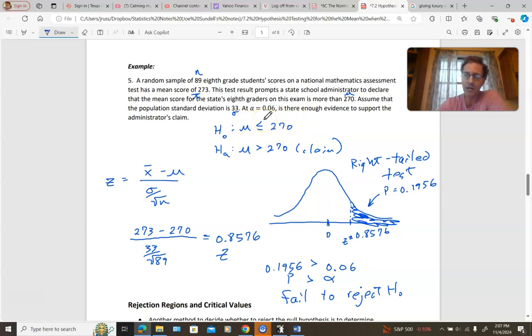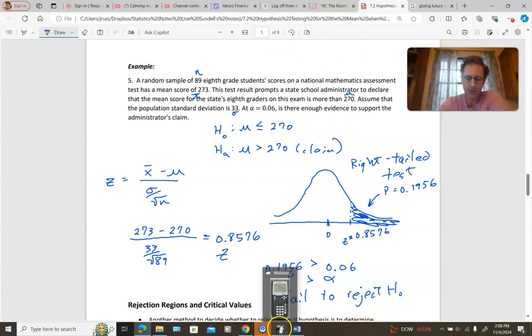So that would actually contradict what the school administrator claims, because he or she is claiming that the average is actually greater than 270. In order for us to reject the null hypothesis, we would have needed an actual sample average to have been quite a bit greater than 270. So if this had been like 300 or 350, then we probably would have rejected the null hypothesis in favor of the administrator's claim. So try to put that in the context of the problem for you.